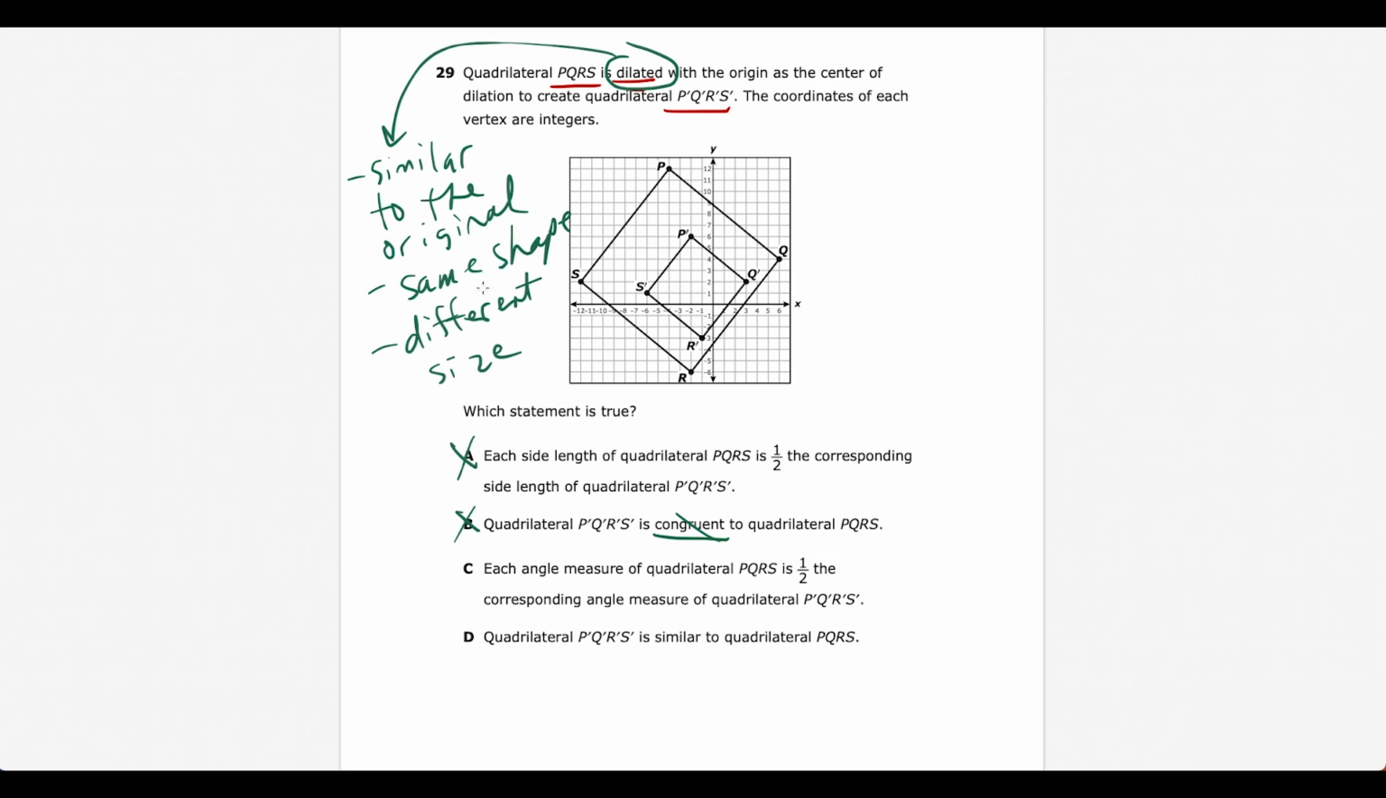Each angle measure of the old quadrilateral is half the corresponding angle measure of the new one. But no, when we dilate something, the angles between the corresponding sides stay the same. It's the same shape, it's just a different size. So the angle measure doesn't change. So this is out. So this is automatically our answer, but let's read this. This is saying the new quadrilateral is similar to the original quadrilateral. Yes, a dilation will preserve angle measure, so the new shape is going to be similar.